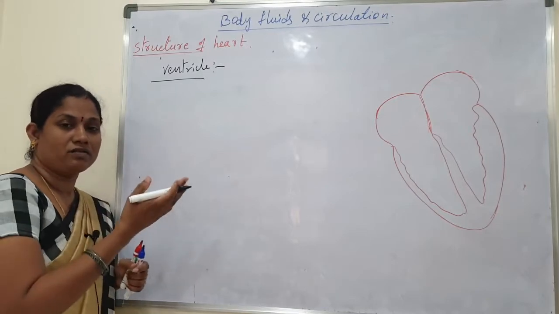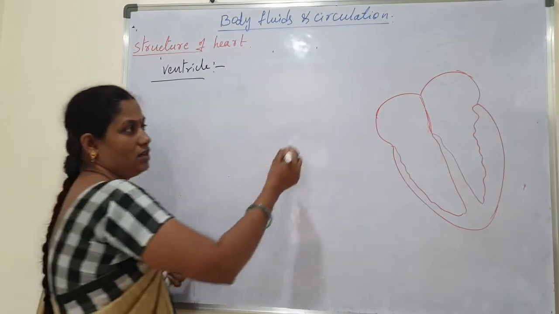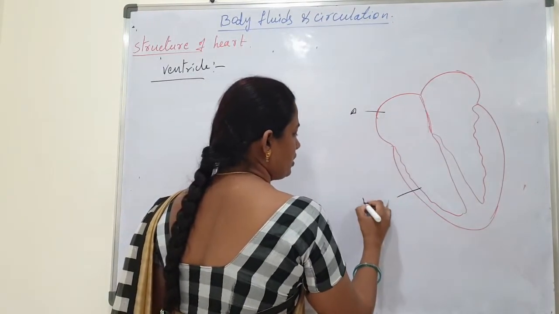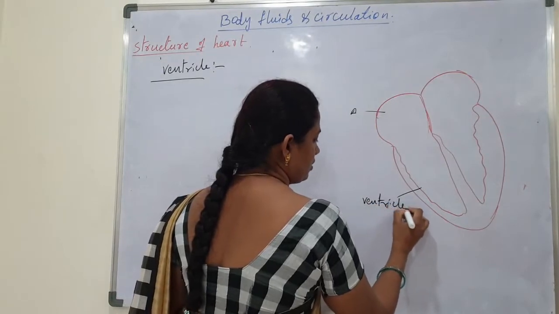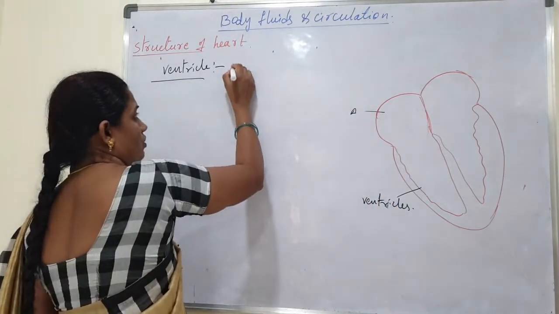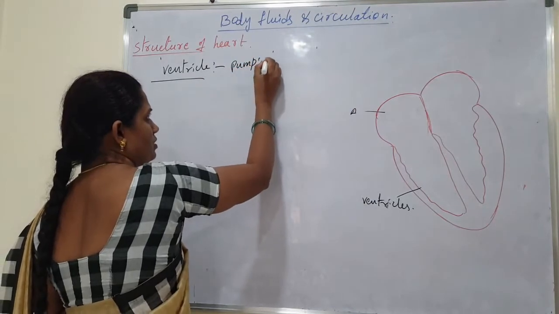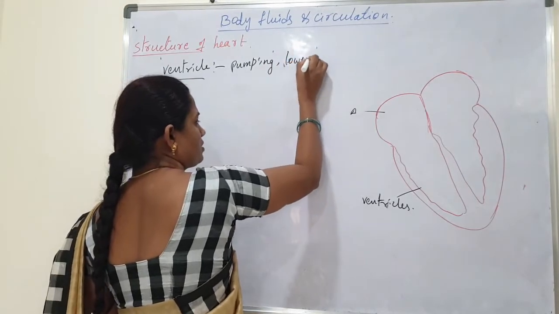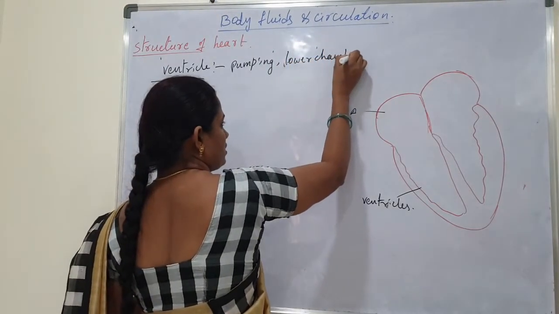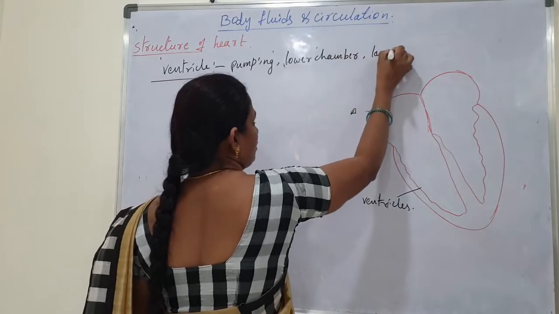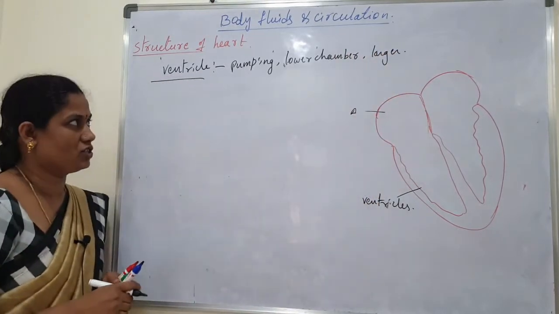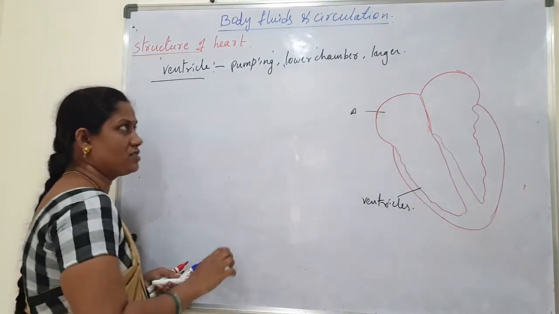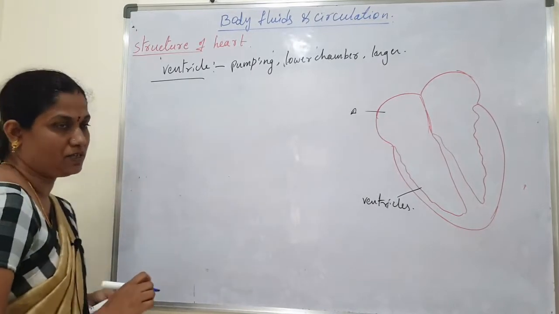The upper chambers are the atria, and they are smaller. These are the ventricles, the lower chambers. The ventricles are called pumping chambers. They are larger compared to the atria. They pump the blood to different parts of the body, so that's why they are called pumping chambers.